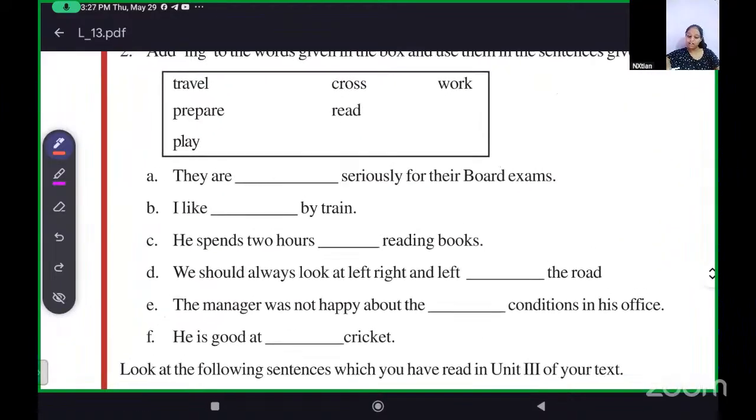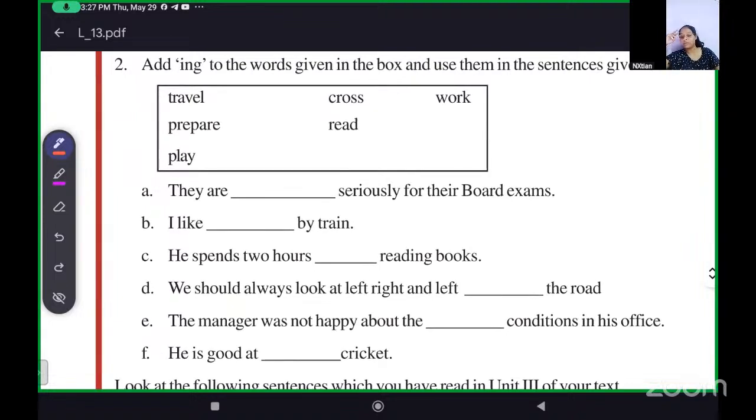Now, add ing to the words given in the box and use them in the sentences given below. Try this out. You have to use the words in the sentences below, also adding ing to them. Okay?